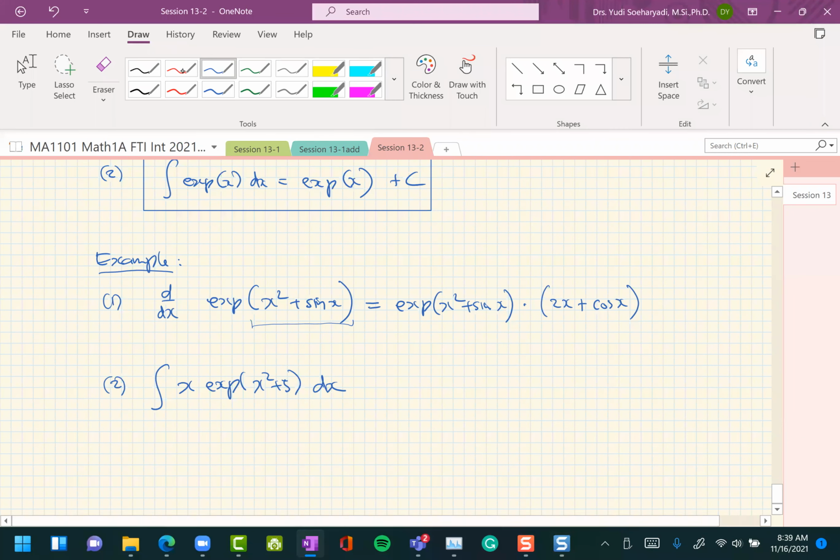Okay, so here use the substitution u equals x squared plus 5. Then du is just 2x dx, so it's x dx. So with the substitution, this becomes 1/2 integral of exp of u du, which will give you 1/2 exp of u.